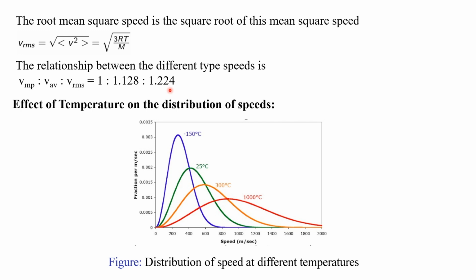Now let us see the effect of temperature on the distribution of speeds. As I mentioned, if we increase the temperature, you can see the fraction of molecules with very high velocity is like this. The curve becomes broader here. When temperature is very small, you get a very small number of particles with very high speed, and most of the particles have very slow speed. But as we increase the temperature, the curve becomes broader, and the number of molecules having very high speed is very high here.